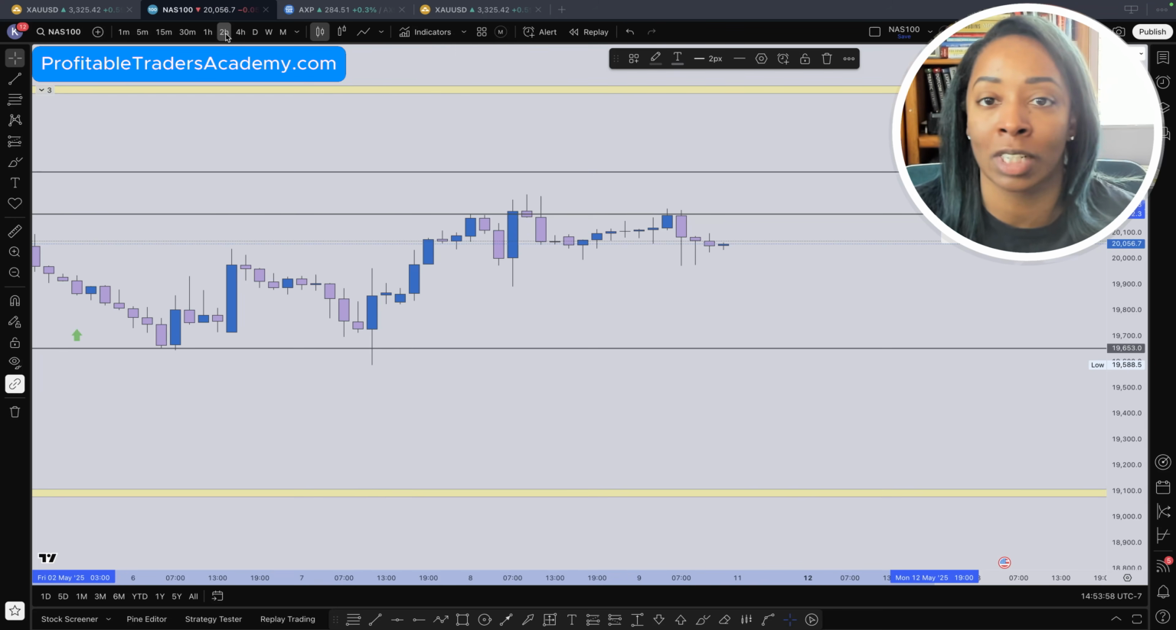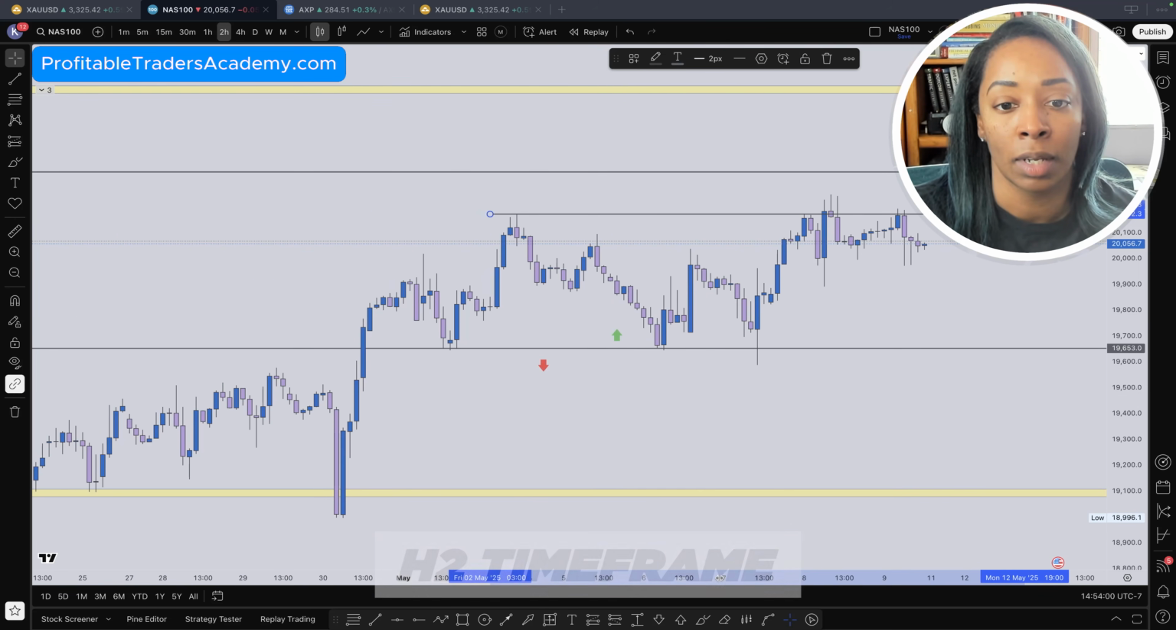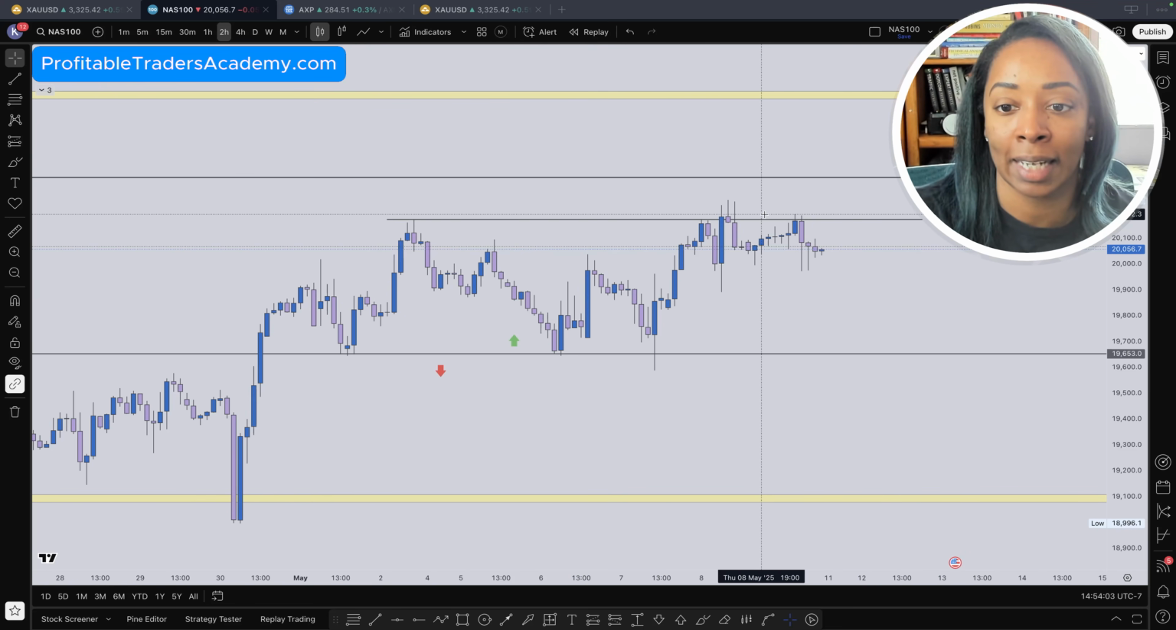Let's see if we can make some adjustments on the H2 time frame inside of the zone. Okay, yeah, and I think I will. So let's go ahead and adjust it again.